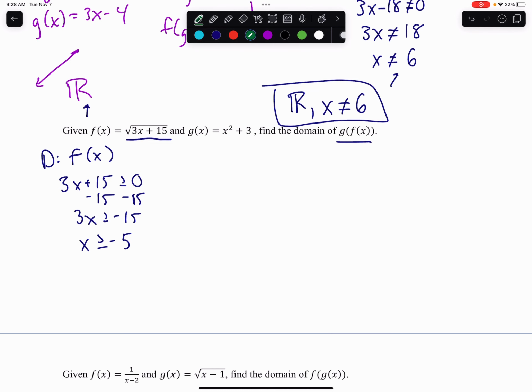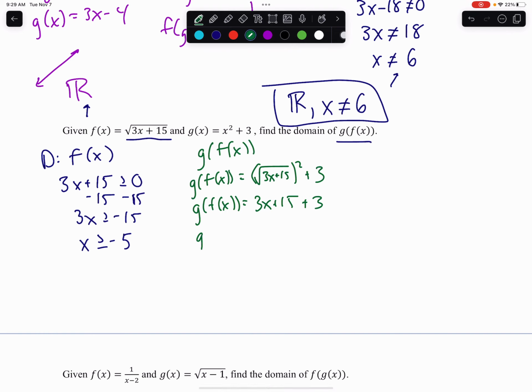So now let's find our composite function. So let's find g of f of x. We plug f of x in for x in g of x. So g of f of x would equal the square root of 3x plus 15, squared, plus 3. And when you do that, we get the square root to cancel. So that'll be 3x plus 15 plus 3. We combine like terms and get 3x plus 18. And look at that, that's just a nice line. That is going to have the domain of all real numbers.